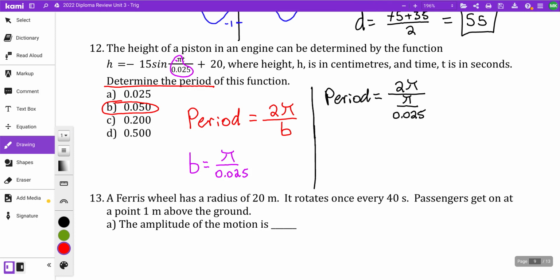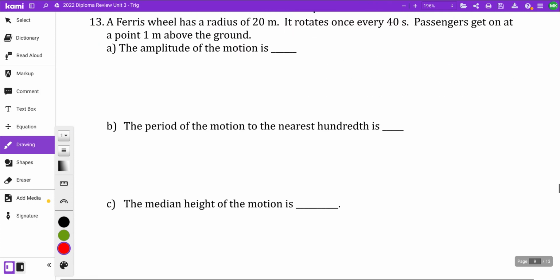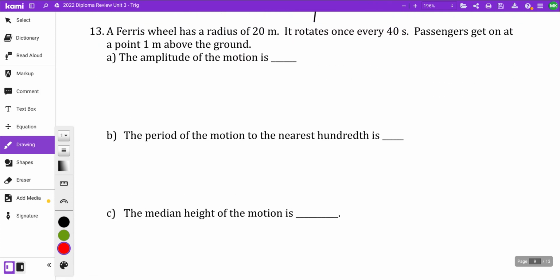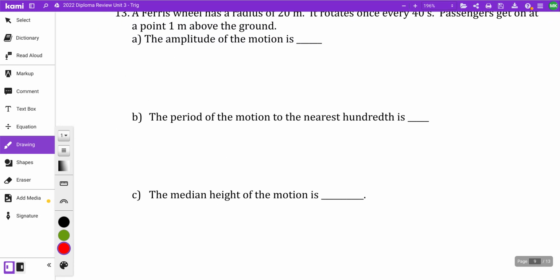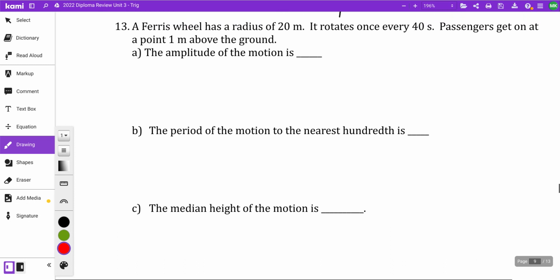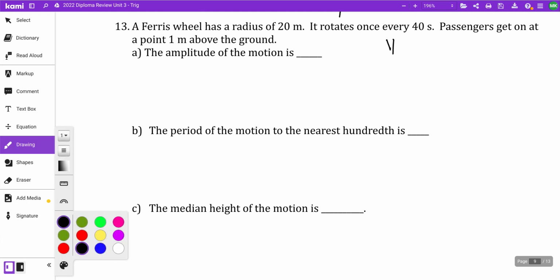Alright, number 13. A Ferris wheel has a radius of 20 meters. It rotates once every 40 seconds. Passengers get on at a point 1 meter above the ground. We have to figure out an equation for this. So let's build an equation that'll tell us our amplitude, our period, and our median height. But let's just practice making an equation here. So your equation is going to look like this.